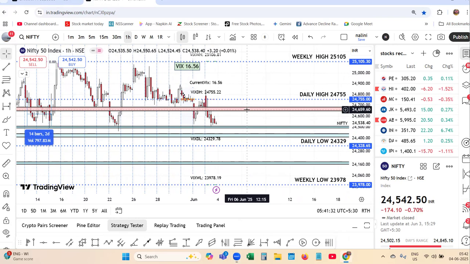This red color area will act as resistance for today. That is around 24,650 to 24,672. It may act as a resistance. Any up move to this level may call for selling in the market.